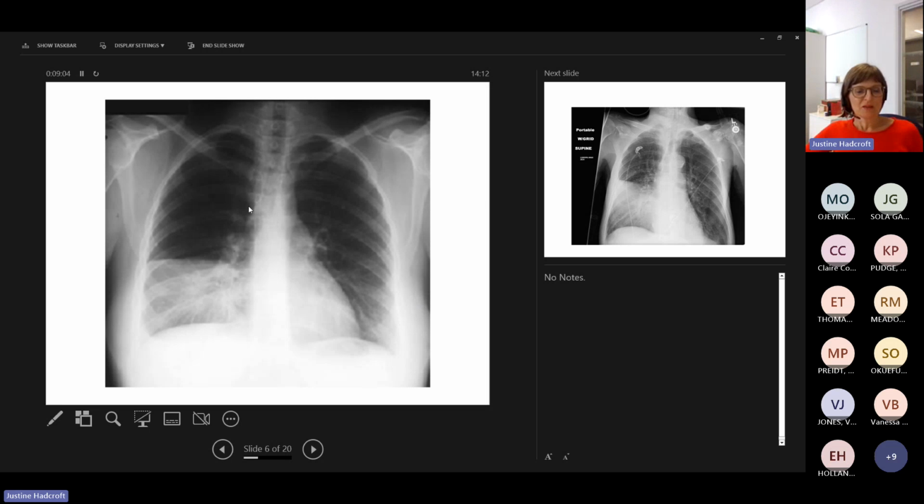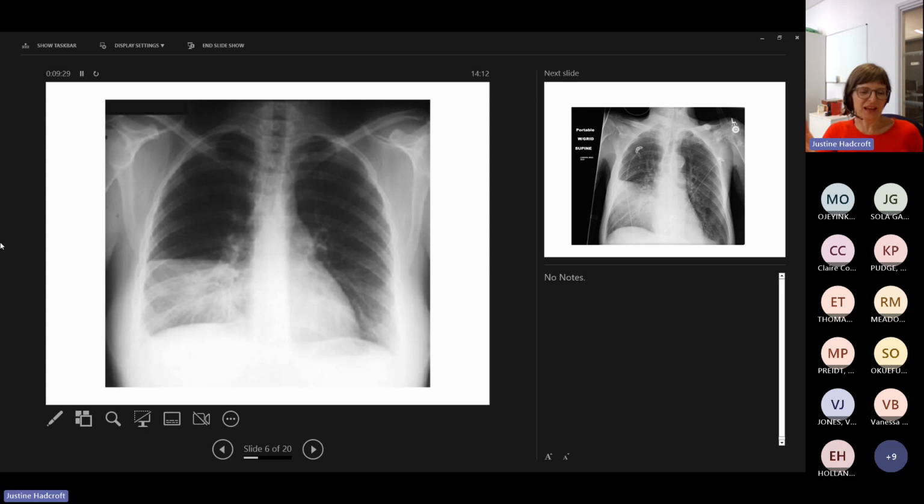So this time the abnormality is on the right side. The difference between the upper zone and the lower zone is quite marked, and there's a straight line in between, isn't there? So you've got this whiteness at the bottom of the right lung that's not the same as the top of the right lung, and it's definitely different to the bottom of the left lung as well. So we've got this right lower zone opacity.